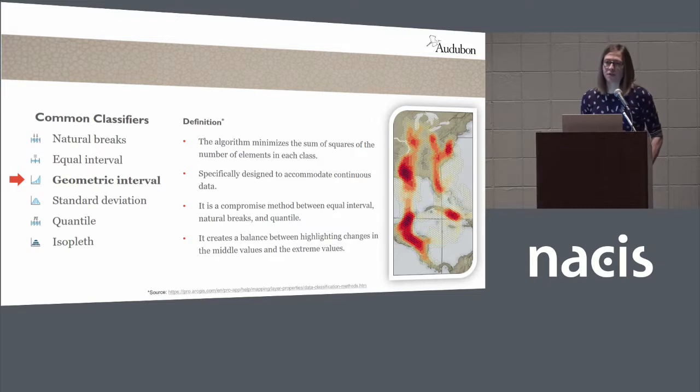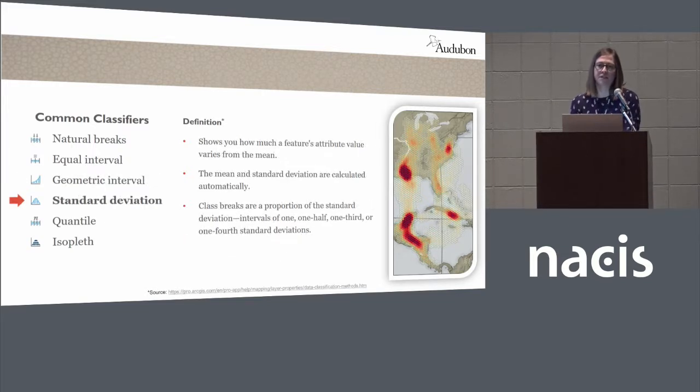Then there's geometric interval. So this is a good one. It is one that I frequently use because isopleth isn't an easy option that I can just grab quickly. And this is a pretty good one. It's minimizing the sum of squares of the number of elements in each class. And it's designed to accommodate continuous data by compromising basically between the equal interval, the natural breaks, and the quantile. A lot of times I have a sense of what the underlying pattern is in a data set and kind of how I want it to look to get the point across. And this one usually hits the mark pretty well.